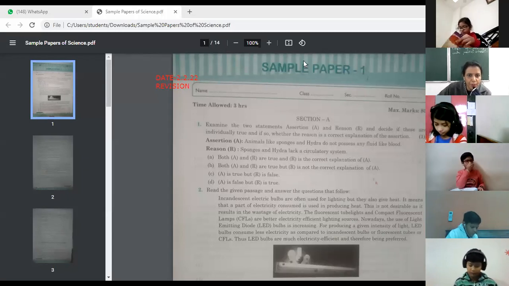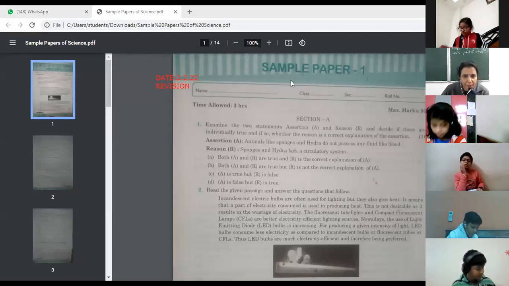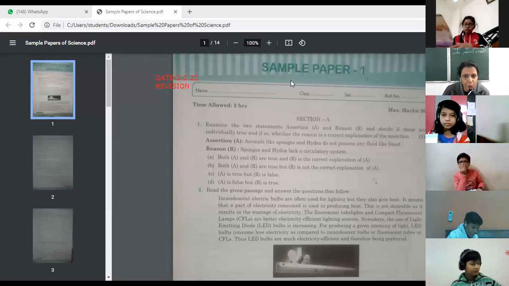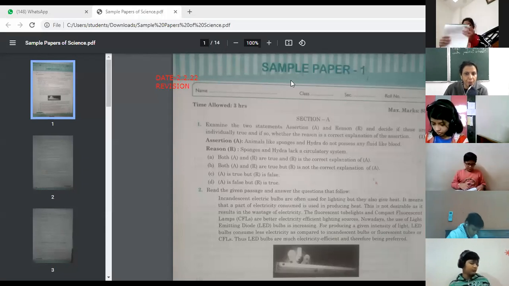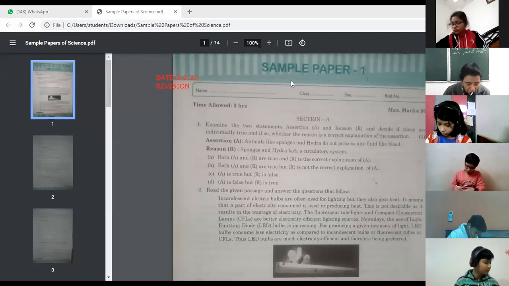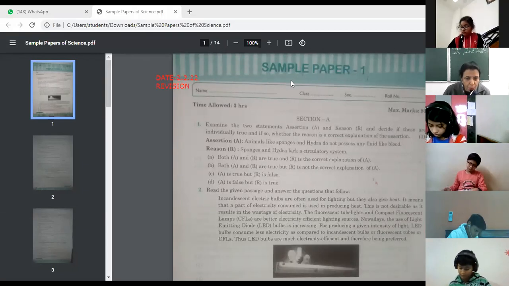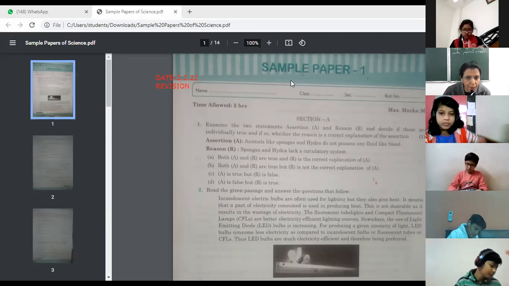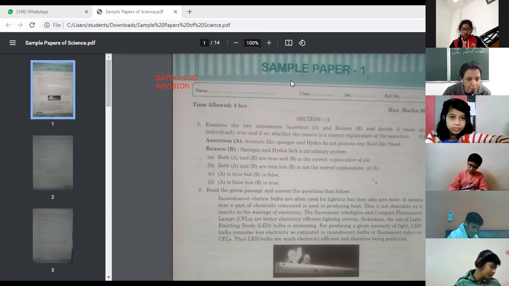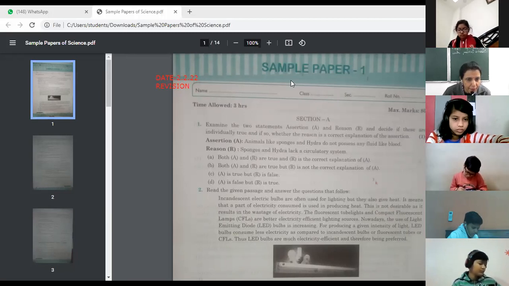Okay. So first assertion is animals like sponges and hydra do not possess any fluid like blood. The reason for that is sponges and hydra lack a circulatory system. So first of all, read both the sentences carefully. Assertion क्या है? The animals do not have fluid like blood. और उसका रीजन क्या है? Because they do not have the circulatory system.